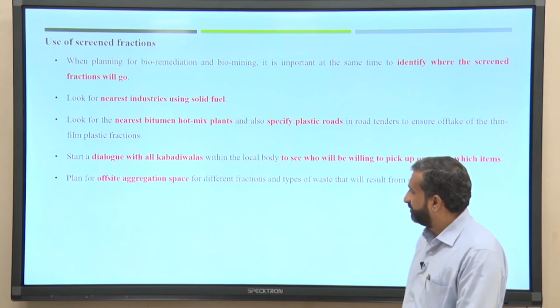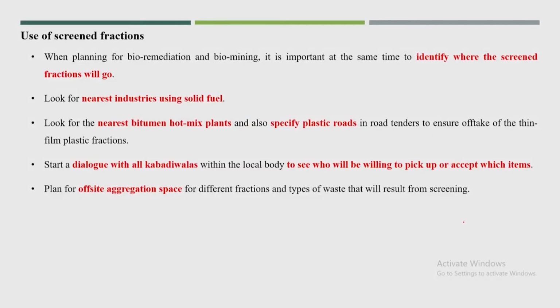industries. Plan for offsite aggregation space for the different fractions and types of waste that will result from the screening. Along with that, you may already be in contact with local people who can utilize this kind of material, but also plan for offsite aggregation space, where we can put all these fractions in different locations.